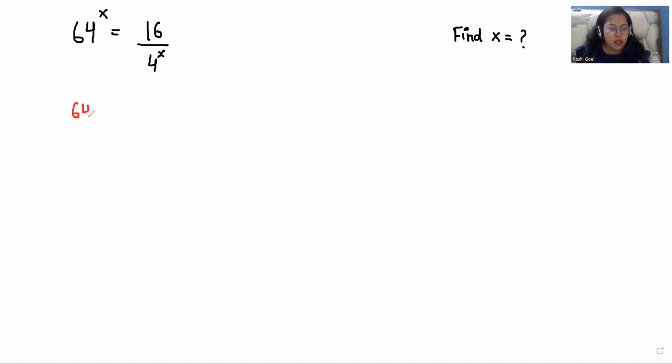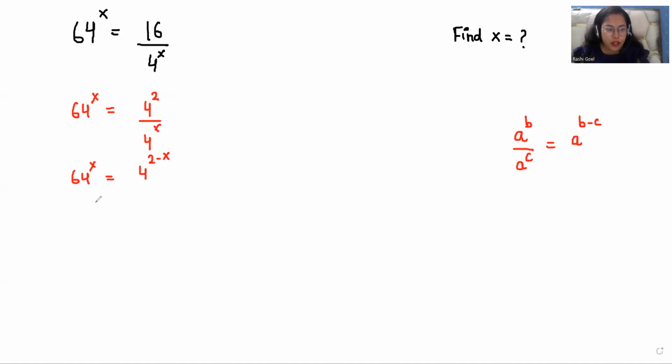So here 64 power x is equals to 16. I can write 16 as 4 times 4, that is 4 square, over 4 power x. Here we use the property of exponent, that is a power b over a power c, we can write it as a power b minus c. So I'm going to use this property. So here 4 power is 2 minus x.